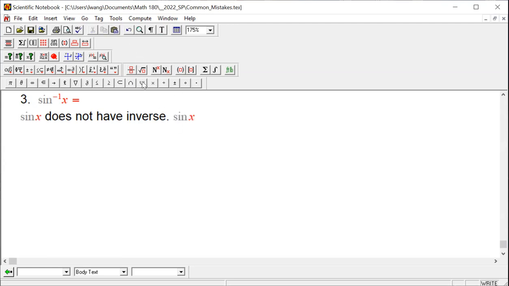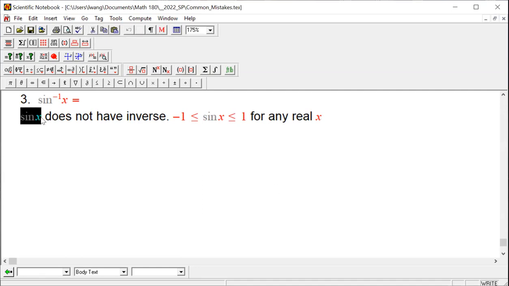This is domain and range in one sentence: for any real number x. And we know it's periodic, it bounces between -1 and 1.